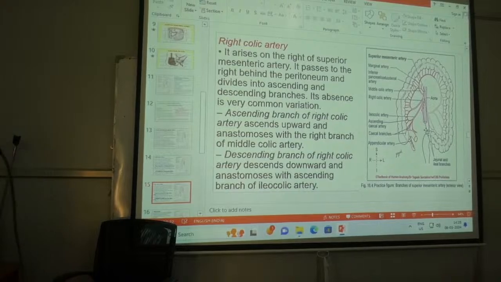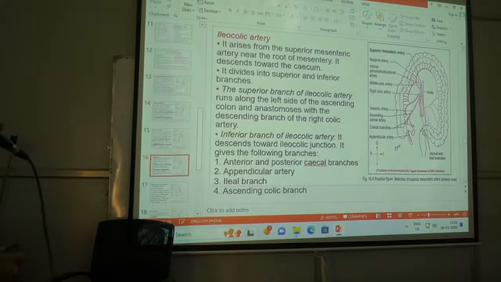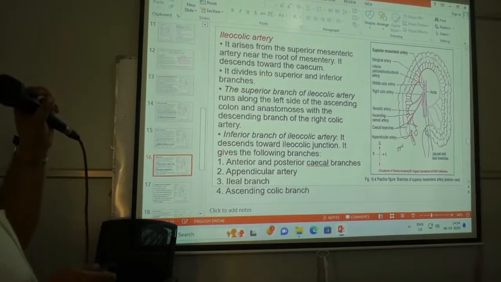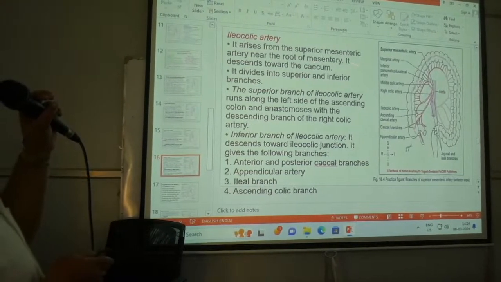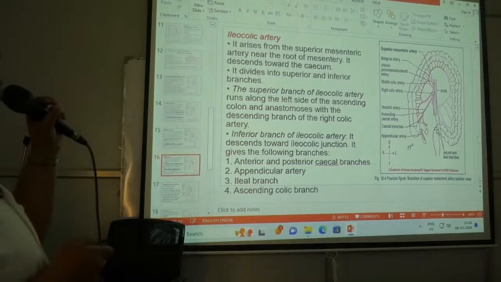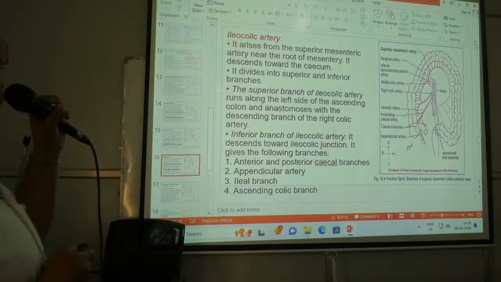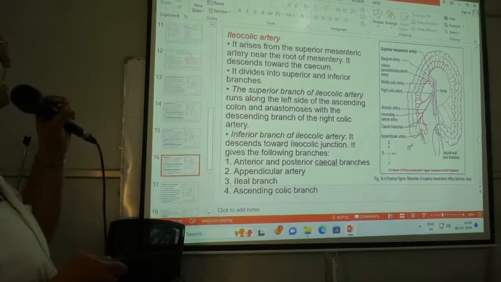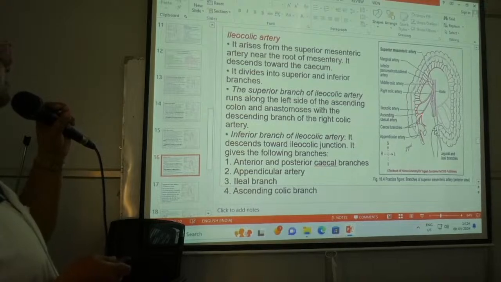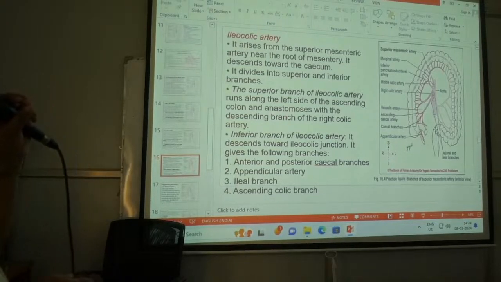Next we go to iliocolic artery. It arises from the superior mesenteric artery near the root of the mesentery. Here is the iliocolic. It descends towards the cecum, divides into superior and inferior branches. Superior branch of iliocolic runs along the left side of the ascending colon. Here is the ascending colon and this is the ascending branch. Anastomosis with the descending branch of right colic artery.